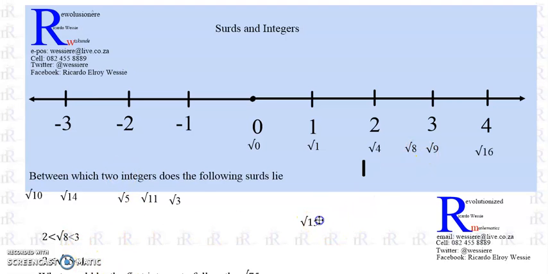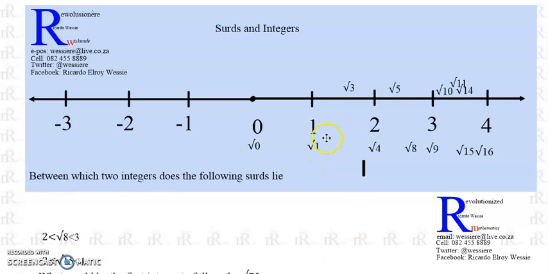So where would the square root of 15 lie? Just before the square root of 16. So that will lie between 3 and 4. And we write it as the square root of 15 is greater than 3 but smaller than 4. The question is asked, between which two integers do the following surds lie? Here's a few for you to practice. Square root of 10, square root of 14, square root of 5, square root of 11 and square root of 3. Pause quickly and then try on your own to answer them.